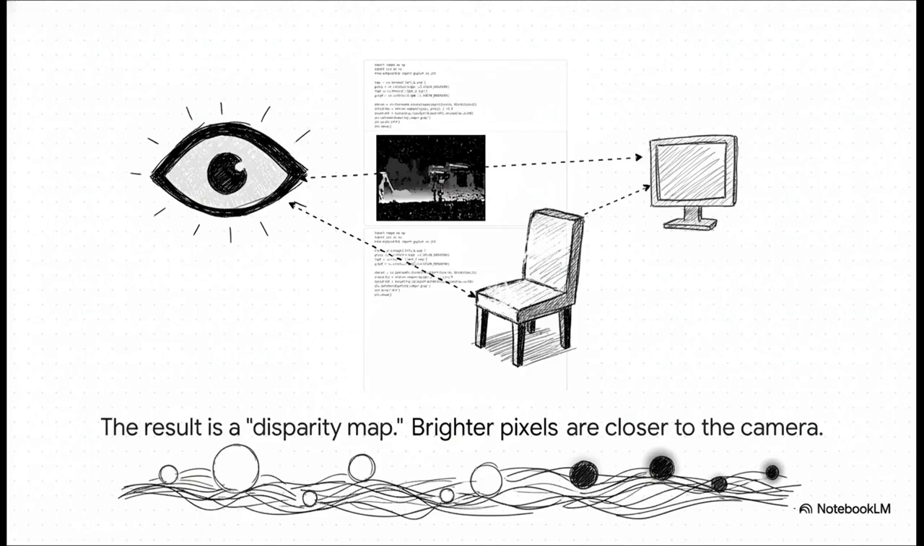And this right here, this is the result. It's called a disparity map. Now, it might look a little ghostly, I know, but this is a huge leap forward. In this image, the brightness level is actually telling us the distance. The brighter an object is, like that chair in the foreground, the closer it is to us. The darker areas, they're farther away. The computer is literally starting to see in 3D.